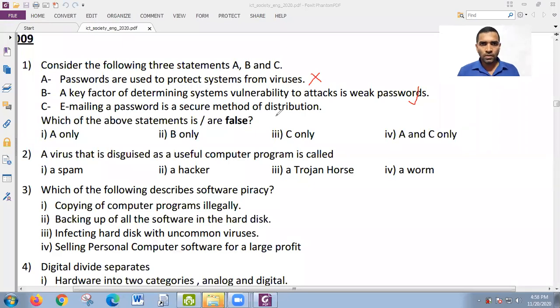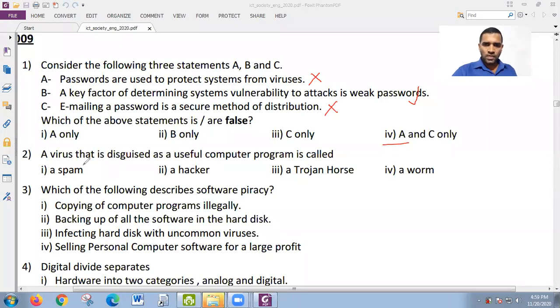If it is a password, that person can read and take that. It is very dangerous. If it is encrypted, sometimes it is safe, but anyway, you cannot send sensitive information in emails, such as passwords, usernames or credit card numbers. So emailing a password is a secure method of distribution, wrong, right? Here you are requested to select the false statements. So the last one is a false statement, and also the first one, passwords are used to protect the system from viruses. That is also a false statement. Our second statement is the true statement. So the false statements are A and C. Next one.